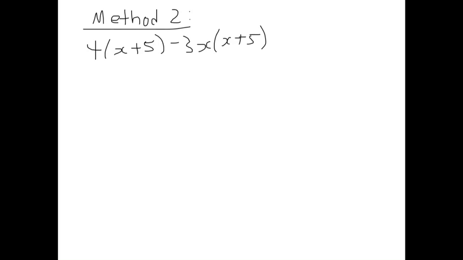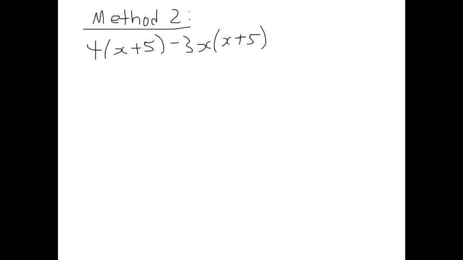And I like this method better. Your book will use the first method, but I like this method better because I'm a big fan of doing things in the simplest way possible. Sometimes my brain overcomplicates things and it doesn't always work out, but I think this is a pretty simple method.